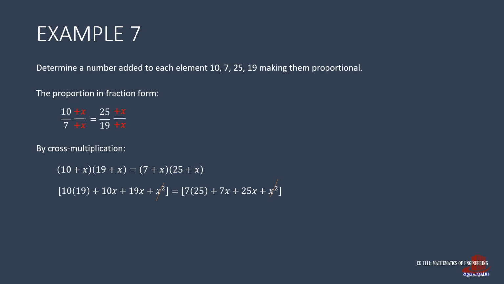At this point, shorten the equation by canceling x squared. Then collect similar terms to get 190 plus 29x equal to 175 plus 32x. Transpose terms to collect them and get 32x minus 29x equal to 190 minus 175. This is simplified as 3x equals 15. Isolate x by dividing both sides by 3 to get x as 5.